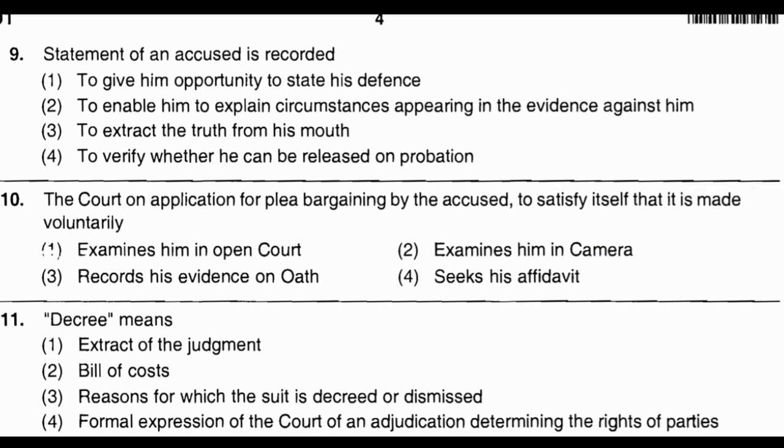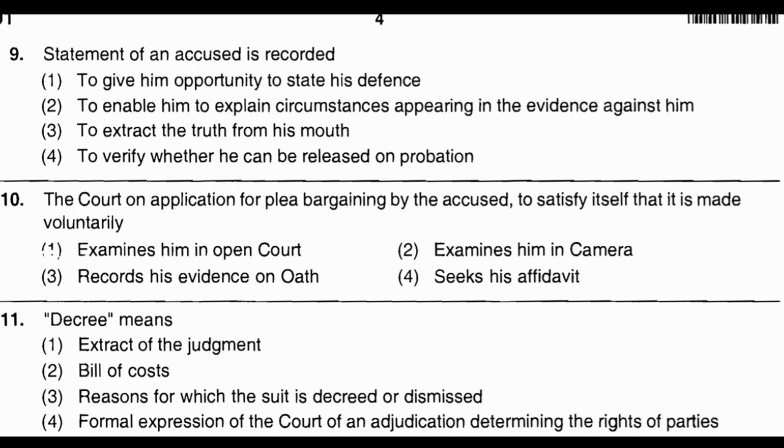Now question number 9. Statement of an accused is recorded, option number 1, to give him opportunity to state his defense. Option number 2, to enable him to explain circumstances appearing in the evidence against him. Option number 3, to extract the truth from his mouth. Option number 4, to verify whether he can be released on probation. And the correct answer is option number 2, to enable him to explain circumstances appearing in the evidence against him.